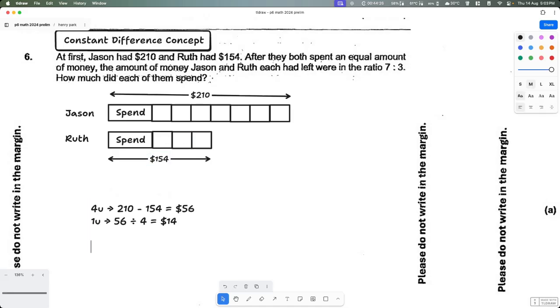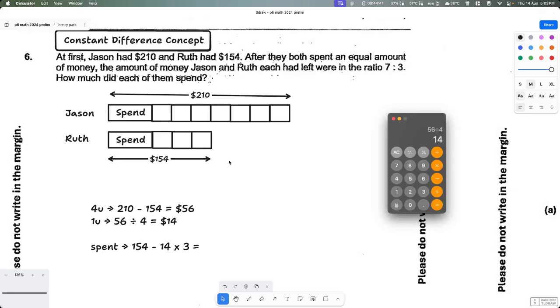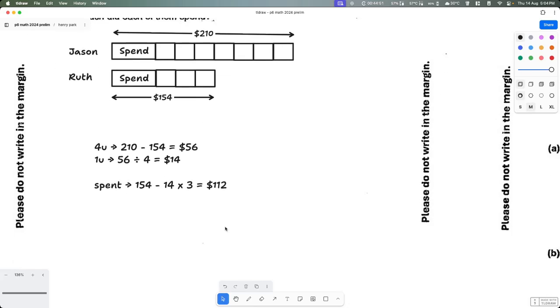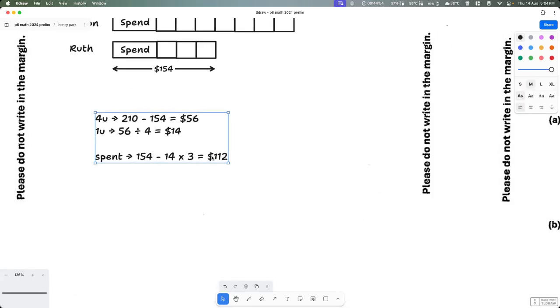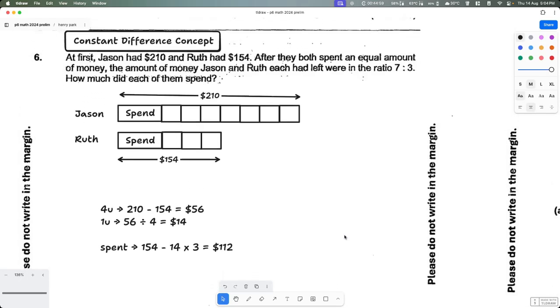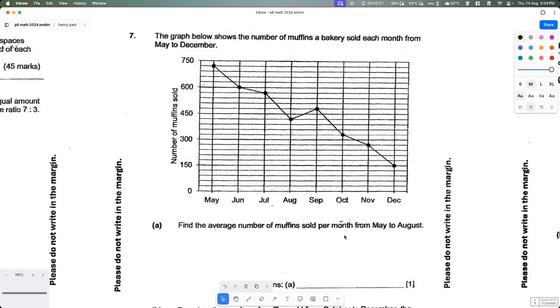Then we can calculate the amount spent, which is equal to 154 minus 14 times 3. Because 1 unit is 14, right? So 154 minus 14 times 3, and this will give us $112. Okay, that's it. So the answer is $112. We spent $112. All right, let's move on to the next question.